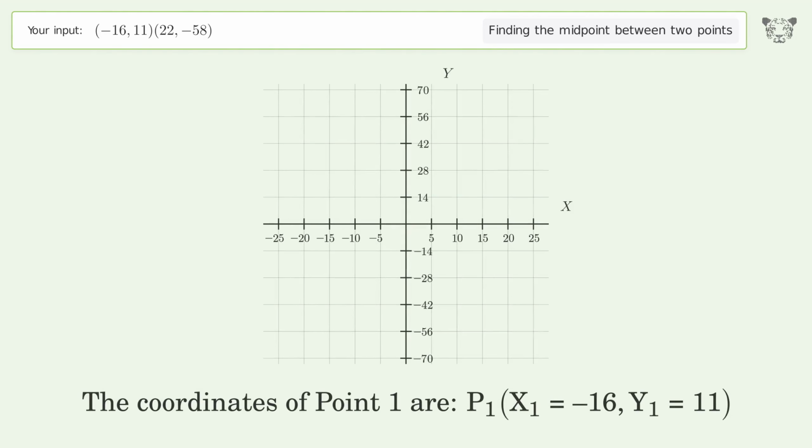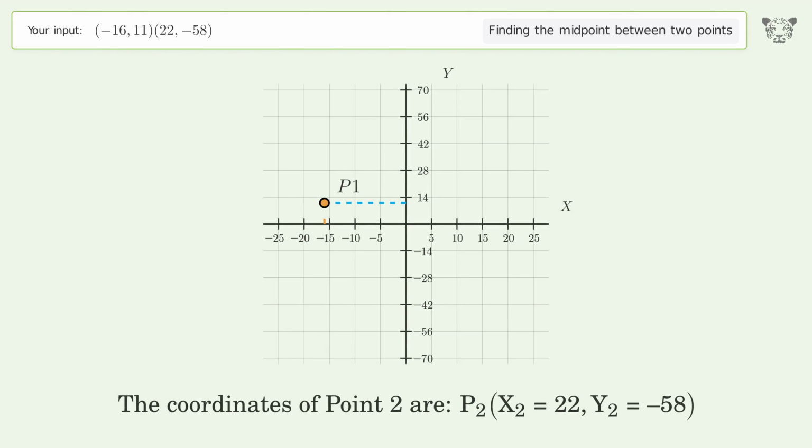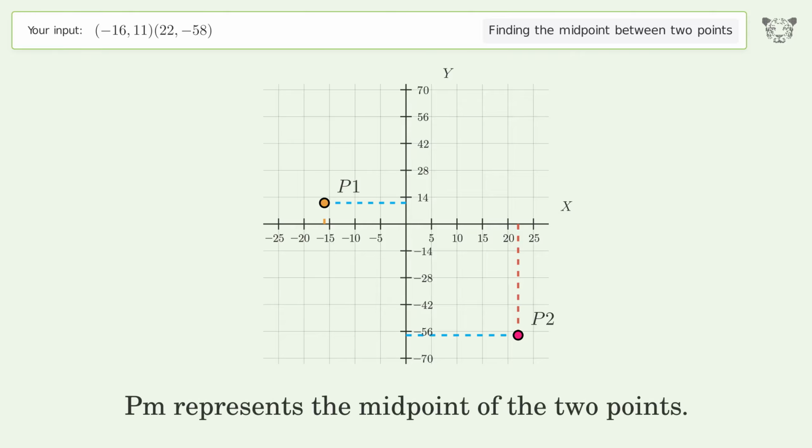The coordinates of point 1 are x1 equals -16, y1 equals 11. The coordinates of point 2 are x2 equals 22, y2 equals -58. PM represents the midpoint of the 2 points.